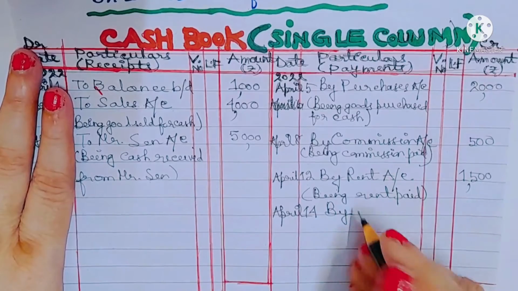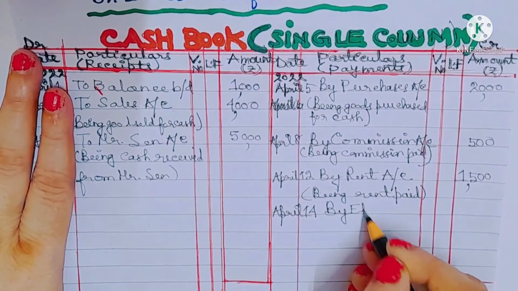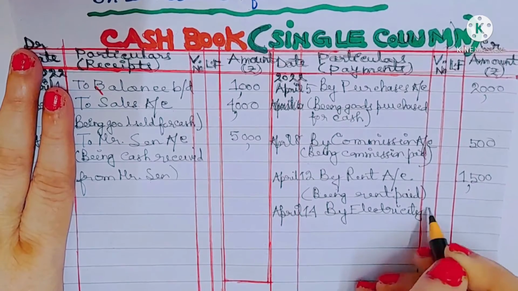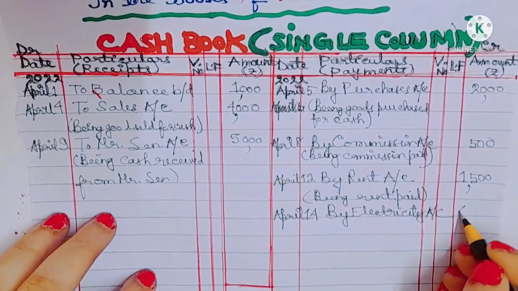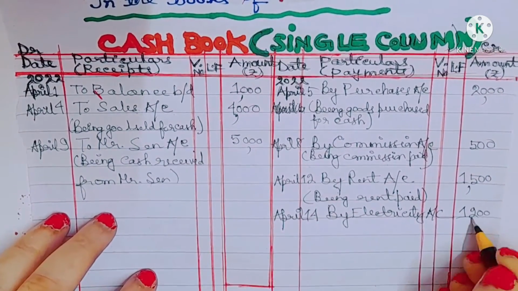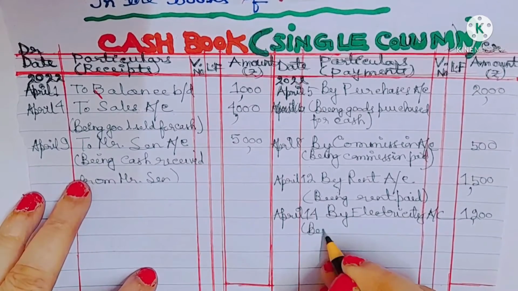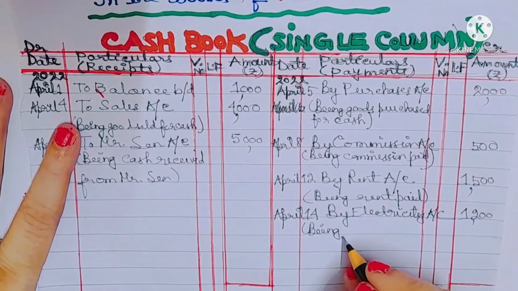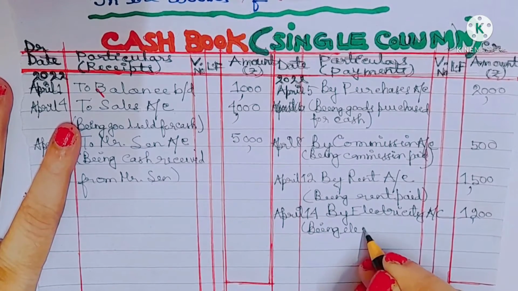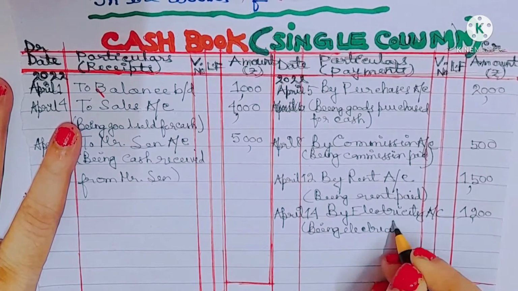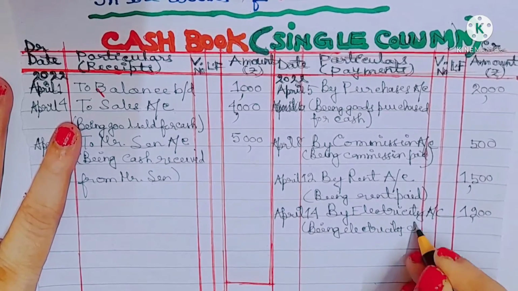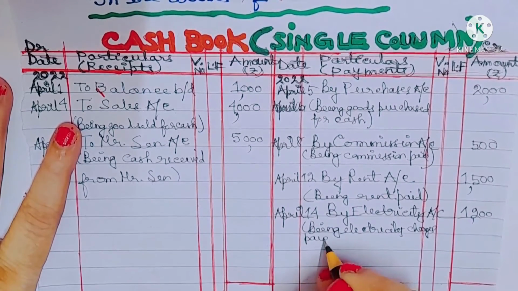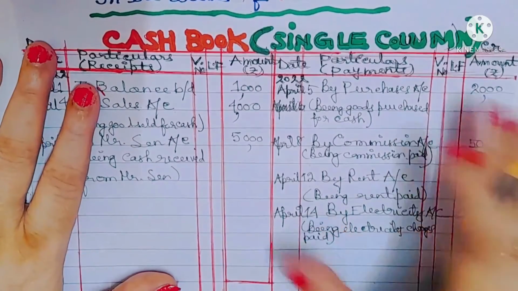So by electricity account, how much? 1200. So let's write narration. Narration is a must, otherwise marks will be deducted. Being electricity charges paid. What is the next transaction?